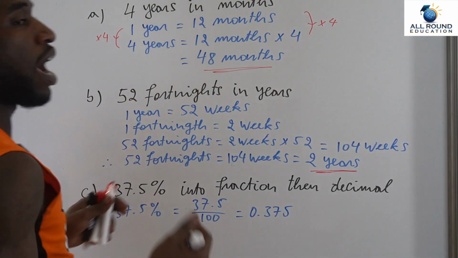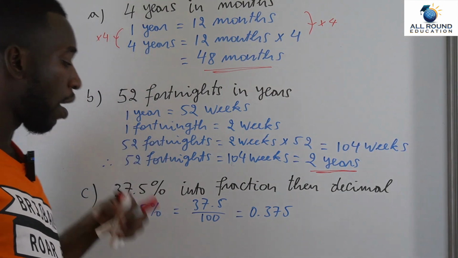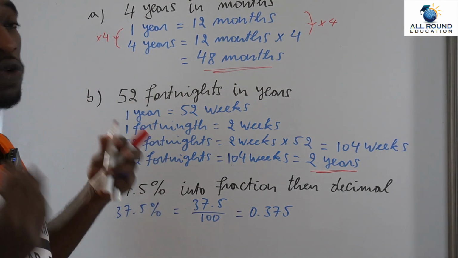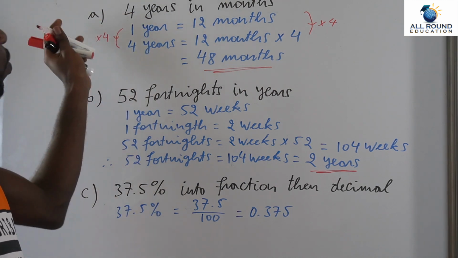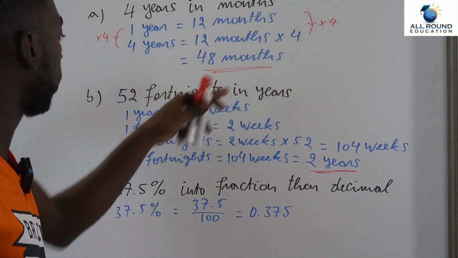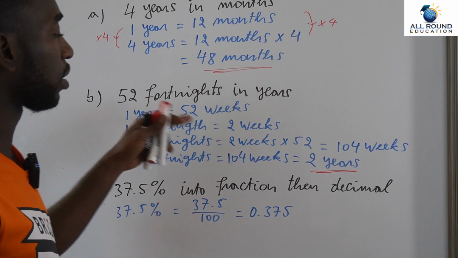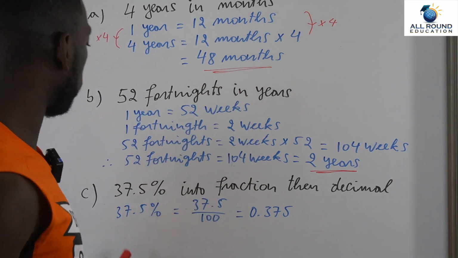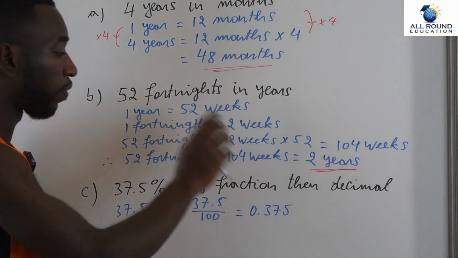Right, so this is the assumed knowledge. This is basically the example of assumed knowledge. The first question was converting from years into months, and the second one was from fortnights into years, and the last bit was converting a percentage into a fraction and then a decimal.